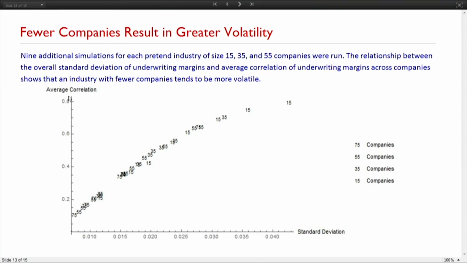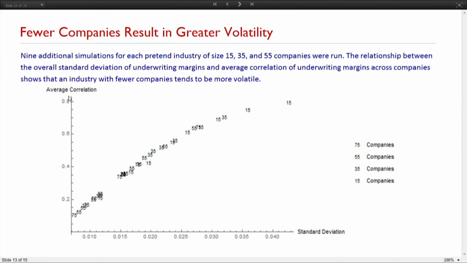Now, what I'm looking at here is the underwriting margin, the profitability. So when the standard deviation is greater, the company's profits are more correlated. The companies are moving together as profits directly related to price. But also, there's the tendency for an industry with smaller number of companies to be more volatile and more correlated.